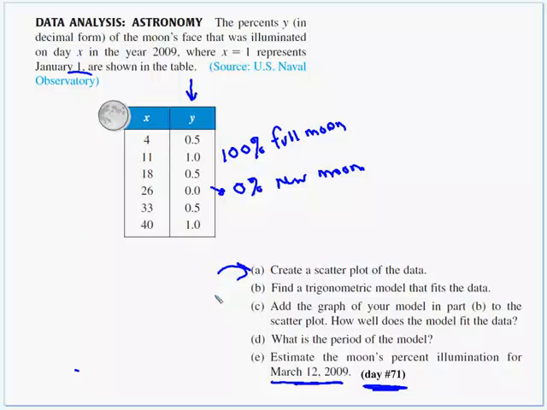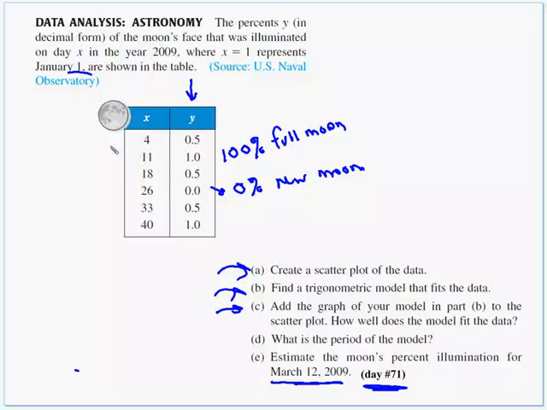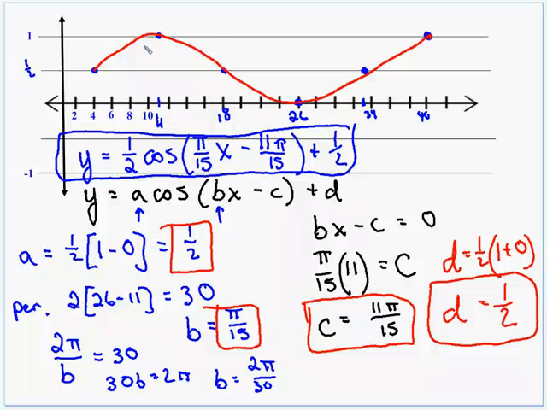So we created a scatter plot, we found the trig model. If we did graph our data and the trig function that we come up with, they would not be perfect. I took the trig function that we found here that I outlined in blue, I put it into my TI-89, and for example, when I plugged in x is 4, I didn't get a perfect value of 0.5. I got 0.550 something. It was pretty close. For 11, I did get 1.0 exactly. The 26 did turn out to be exactly 0, but the ones in between were slightly off, very minimal. The period of the model we found was 30.